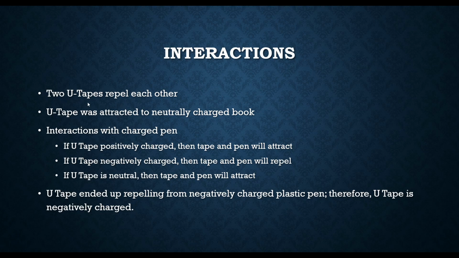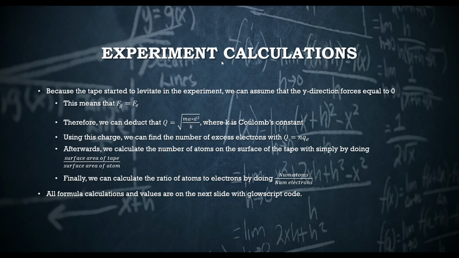So for the interactions, the 2 charge tapes repelled each other, and they were also attracted to neutrally charged books, or neutrally charged objects. And if you charge up a plastic pen, rubbing it in your hair, you give it a negative charge, the charge tape ended up repelling away from it, so therefore we concluded that the charge tape was actually negatively charged.